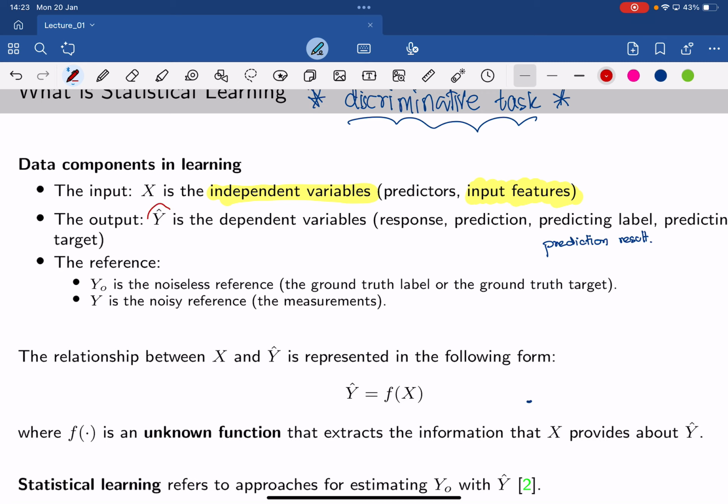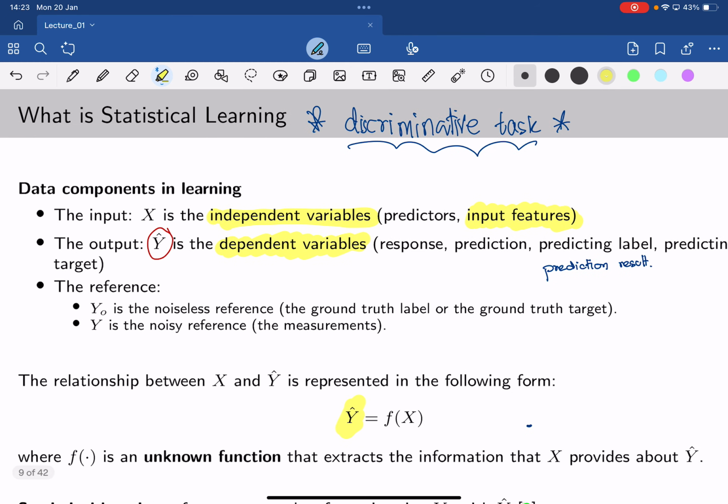The next thing is the output, which is sometimes referred to as dependent variables. Dependent variables mean it's a variable that depends on the value of the independent variable. So you may sometimes write that as a function, that is y hat is equal to a function of x. When we put it that way, this is dependent, this is independent, because x can be anything that will give you the value of y hat. Okay.